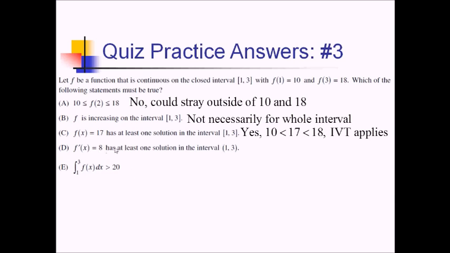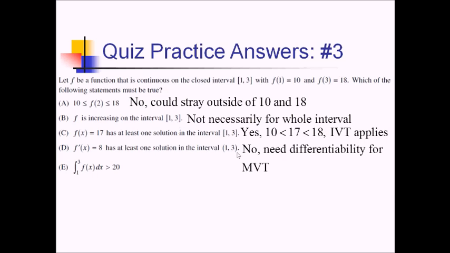F prime equals 8 has at least one solution on the interval. So this is talking about the mean value theorem, being able to say you have f prime equaling a certain thing on the interval. And the mean value theorem, in addition to continuity, also requires differentiability. And they didn't tell us anything about whether this was differentiable. So we can't make any kind of slope statements just based on continuity.